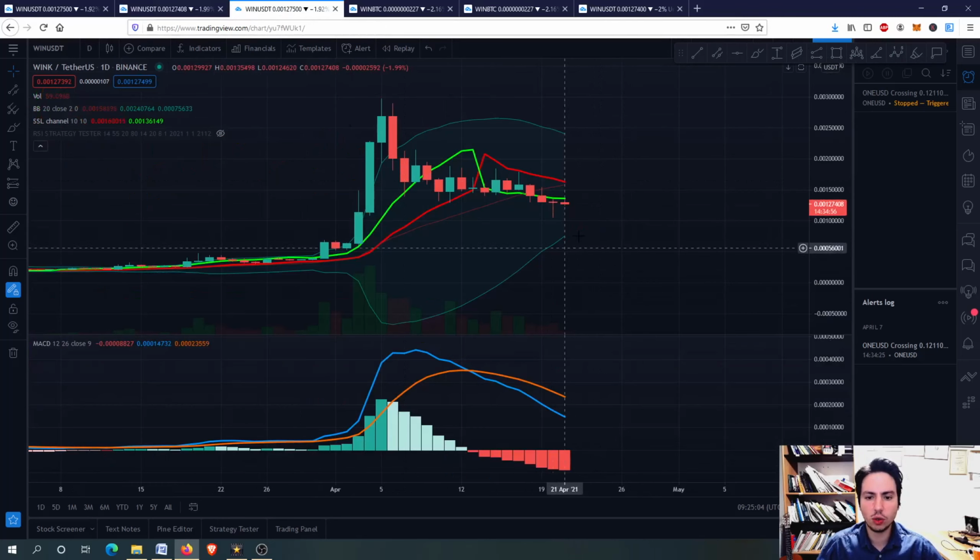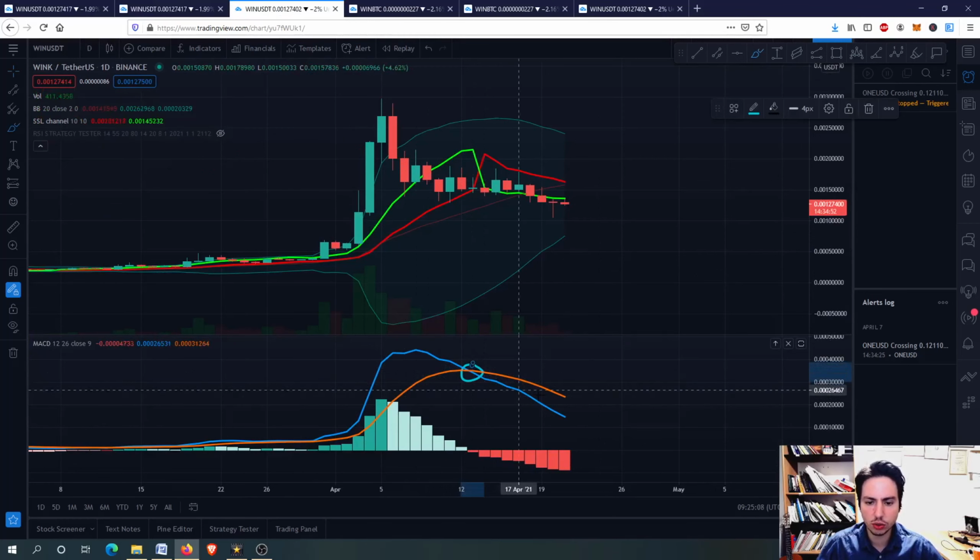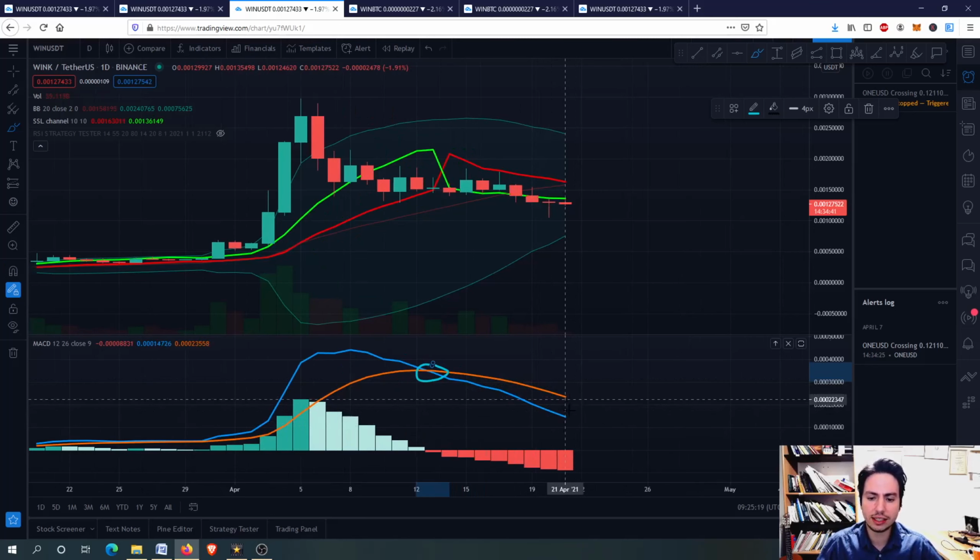Okay, so let's go to the daily frame. As you can see, after this bearish cross, we still continue to go downwards for the MACD, and of course we go beyond our signal line here, the orange line. Of course things might turn, and the longer the distance we get between those lines, the higher the buying opportunity.